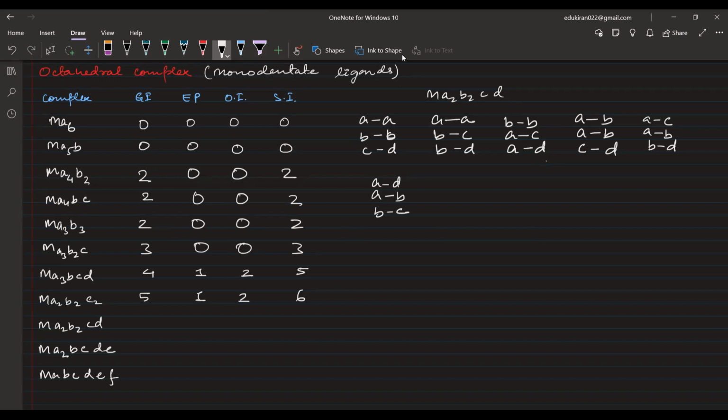You won't get anything else if you try also. Okay. So for this, you are going to get 6, and out of the 6, 2 of them will be enantiomeric pairs. Total optical isomers will be 4. Stereoisomers will be 6 plus 2, 8.